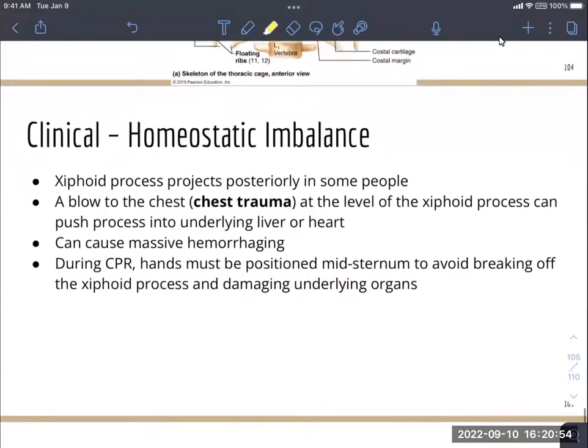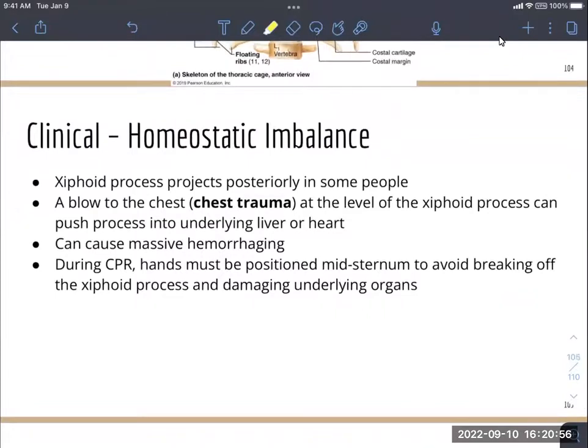That xiphoid process already kind of points in a posterior direction in some people. So if you've ever had to give or see somebody get CPR, sometimes that xiphoid process breaks off. It can actually get pushed into the liver or the heart. Not good if there's some kind of chest trauma, but it can also break off completely during CPR, trying to resuscitate somebody.